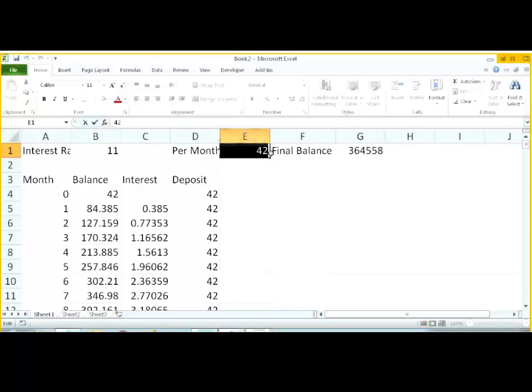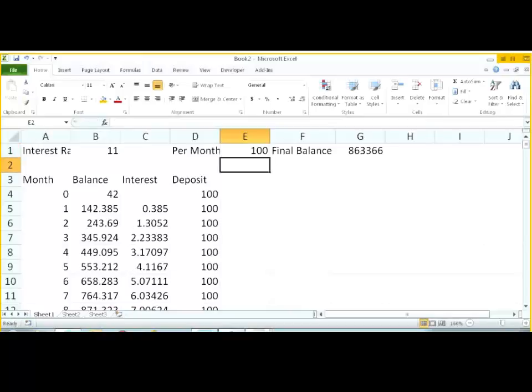Now, if I put in a larger amount, $100, and again, $42 you might be able to afford when you're 25. You hopefully will be able to afford more as you go along, and you could reflect that in your spreadsheet. You could have your deposit increase by a certain percent every month, maybe tied to inflation or something like that. But if you did $100 per month, then you'd have $863,000 after 40 years.